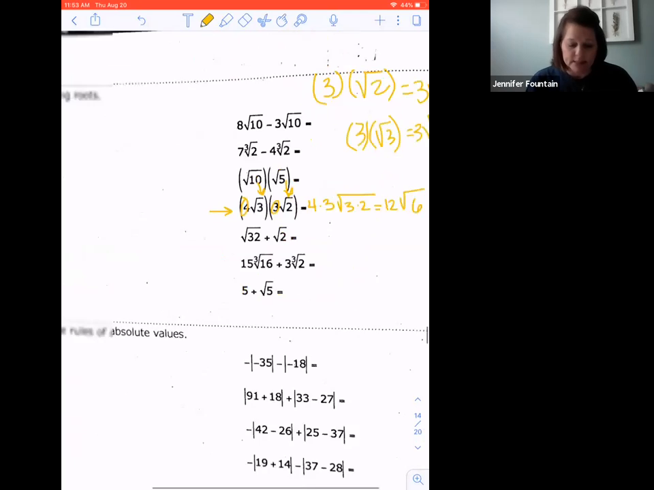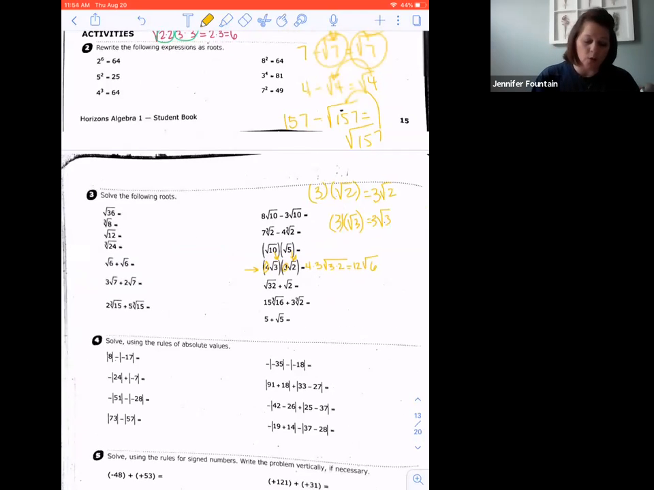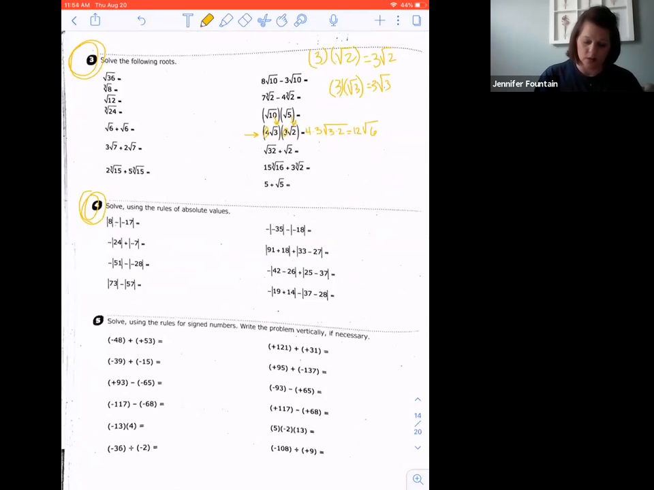All righty, so for homework, we are going to have activities 3, 4, and 5 on page 16. So we have our study guide, activities 3, 4, and 5. And that is going to be it on the homework.